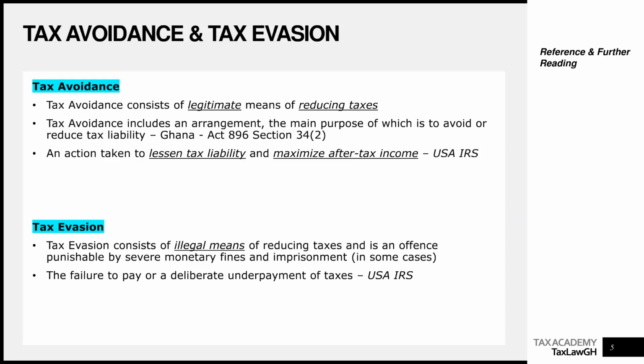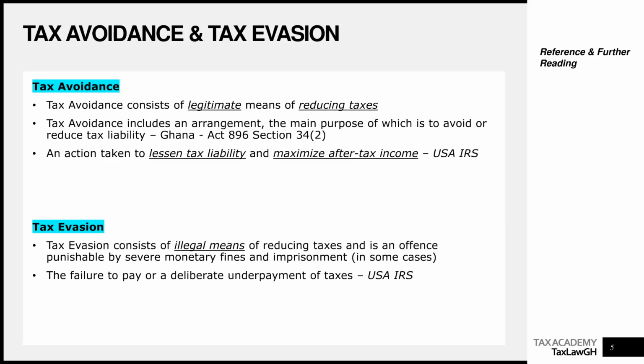Then how does the Internal Revenue Service of the United States of America define tax avoidance? They say it's an action taken to lessen tax liability and maximize your after-tax income. So it all goes to summarize the point that tax avoidance is using legal means, very perfectly legal means, to reduce the amount of taxes you end up paying.